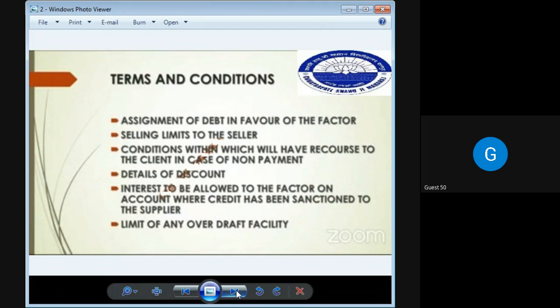Then limit of any overdraft facility. If there is any overdraft facility, these are the terms and conditions. Basically, these terms and conditions related to the factor are mainly related to the purchaser. Whatever the terms and conditions applicable on that credit sale, it should be assigned to the factor, because the seller is assigning the invoice to the factor, to the agent, okay, for getting the cash. Okay. So these are the terms and conditions.